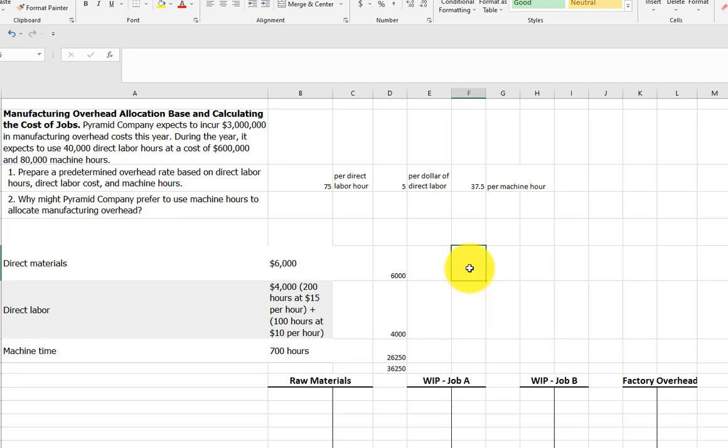Now, if we did it using direct labor hours, our direct materials and direct labor would be the same. But instead, we would use our number of hours, which was 300 hours. They used 200 that got paid at $15 and 100 at $10. That's 300 hours times the 75 that we calculated as the predetermined overhead rate. And you see that this is an estimate, so these two estimates are different.